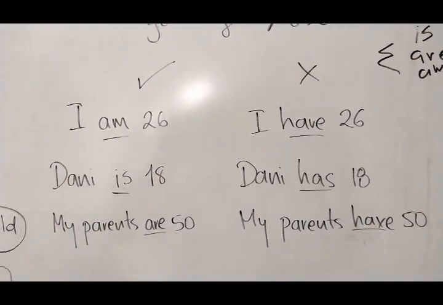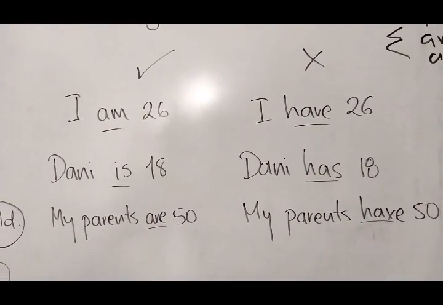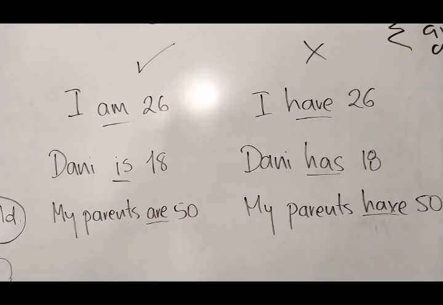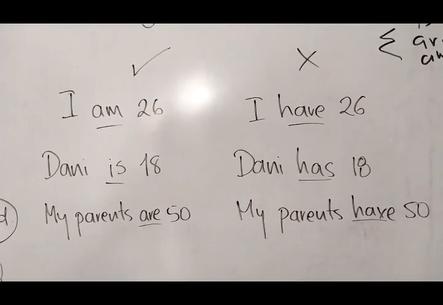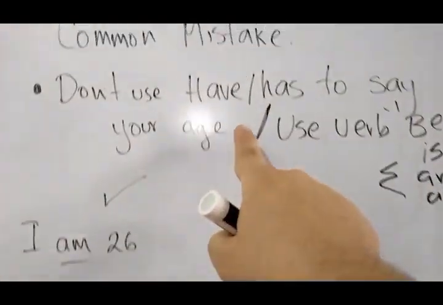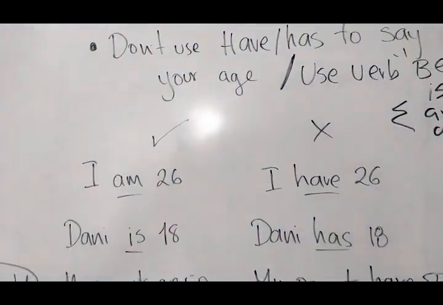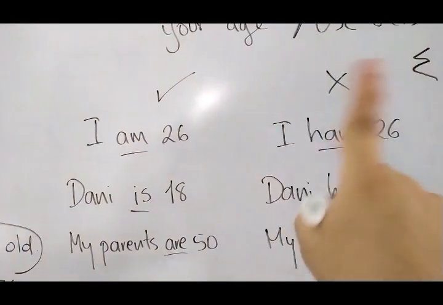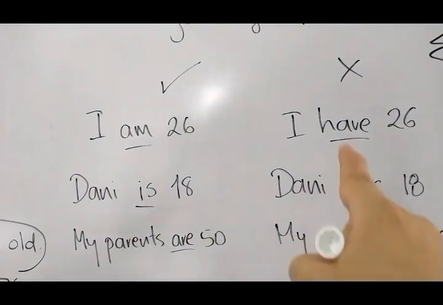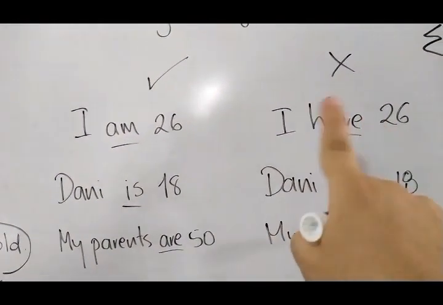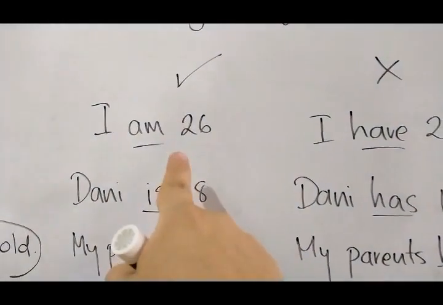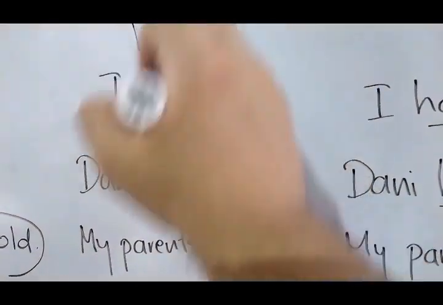This is a common mistake because in Spanish we use yo tengo 20. We use the verb tengo. The verb tengo, that is have or has. But in English, we don't use the verb have. Yo tengo 26. No, señor, that is not the way. We use the verb to be.